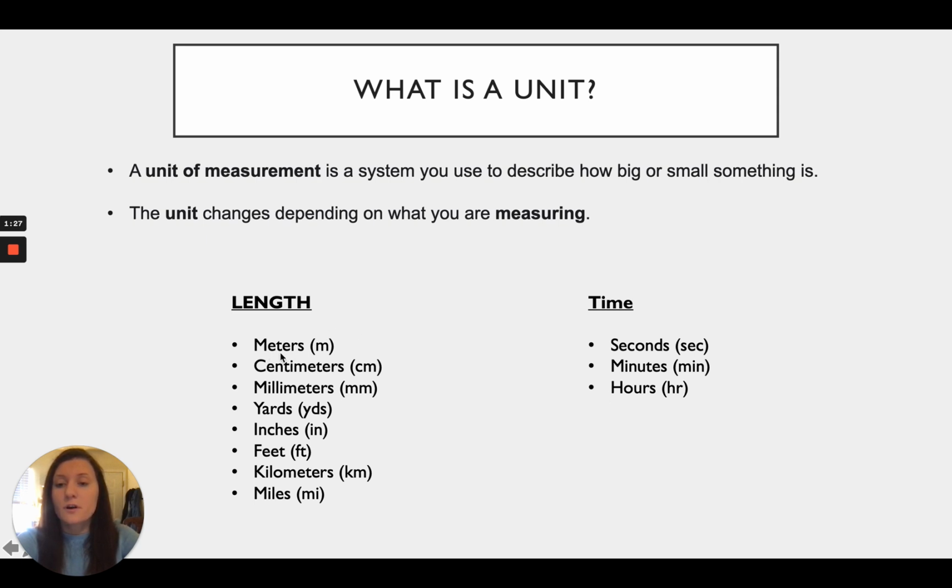So after all of these lengths in parentheses, I put what the abbreviation is going to be. For meters, we're going to have M; centimeters, cm; millimeters, mm; yards, YDS; inches, IN; feet, FT; kilometers, KM; miles, MI. And for time, seconds, we're going to have SEC; minutes, MIN; and lastly, hours is HR.